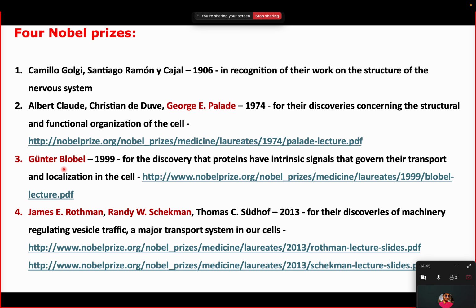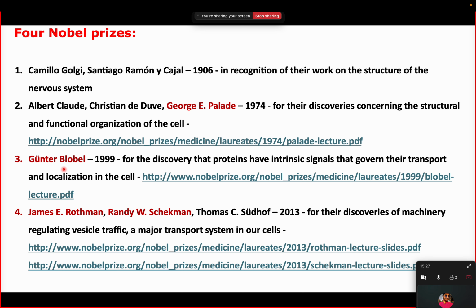Very seminal work has been done in this particular field, and almost 4 Nobel Prizes have been awarded for the discovery of secretory pathways and how proteins are translated, especially the membrane proteins, right? So you can guess how important and basic this functionality is for the living cell, okay? So Camillo Golgi, as you might have understood from the name itself, and Santiago Cajal, in 1906 they got the Nobel Prize for recognition of their work on the structure of the nervous system.